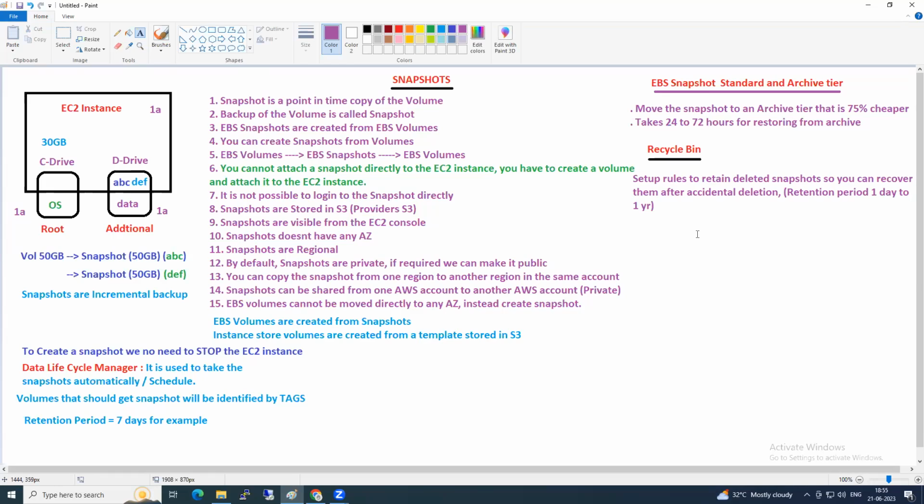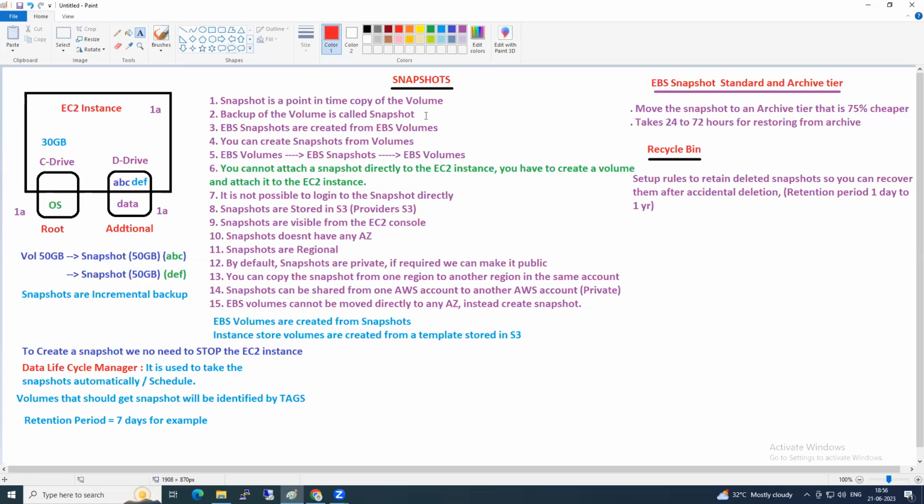Okay. Did you all understand what is Recyclebin? Simple, just our normal thing. If you accidentally delete any snapshot, it will be in Recyclebin. You can restore it and you can use it. You can recover them. What is the word you should use here? Recover. Mark that, recover.